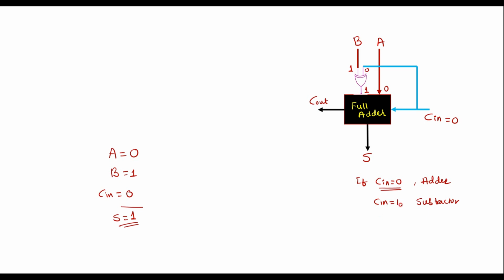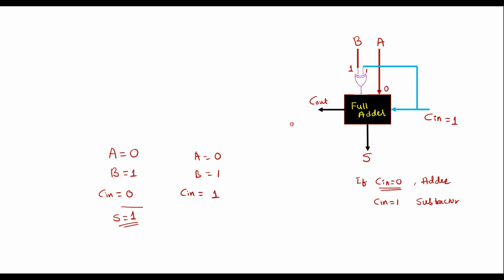Now let me take C in equal to 1. That is, I will take the same inputs, A equal to 0 and B equal to 1, and now I will consider C in equal to 1. Let me analyze that case. Now this 1 will appear here, and this will become 1.